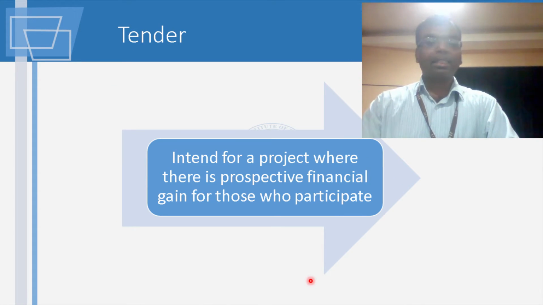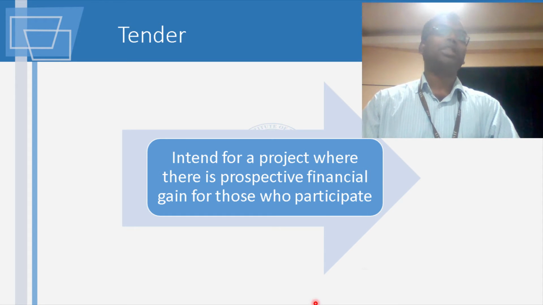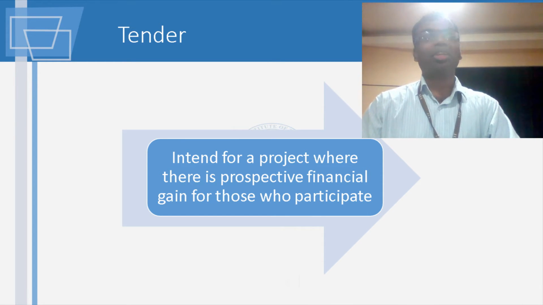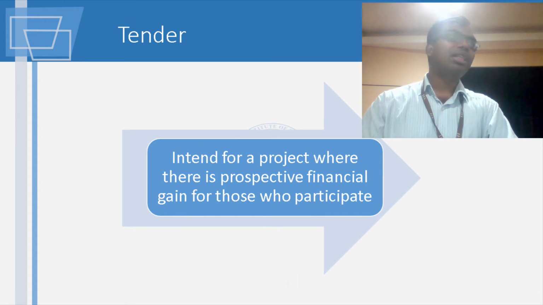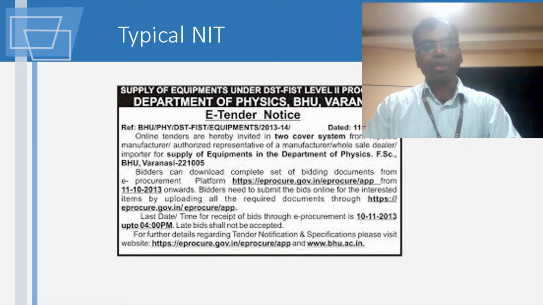Okay. So tender gives you the intent for a project where there is a prospect of financial gain for those who participate. Okay. Yesterday we also saw the benefits of an EPC contract. Okay. Just think about it. I'm not going back to that. So EPC contract is very attractive for a buyer. Okay. This is a typical tender notice. Okay. This is the e-tender.